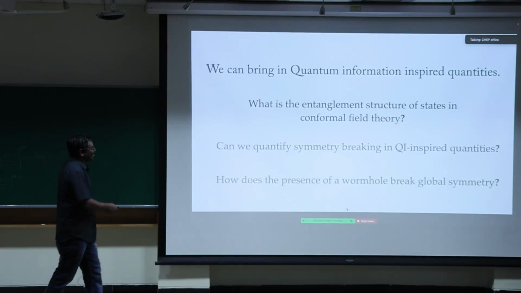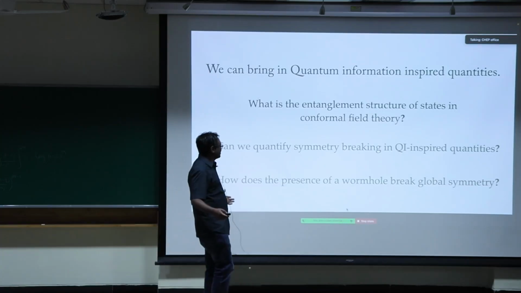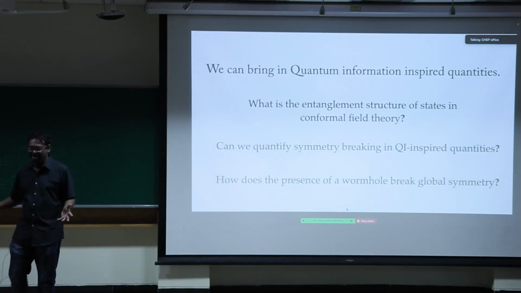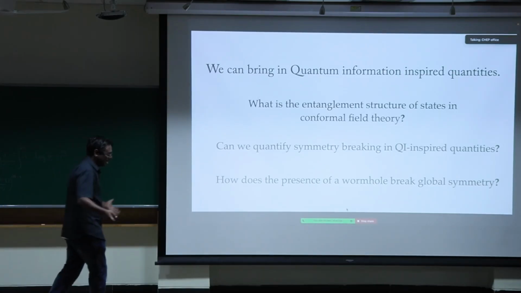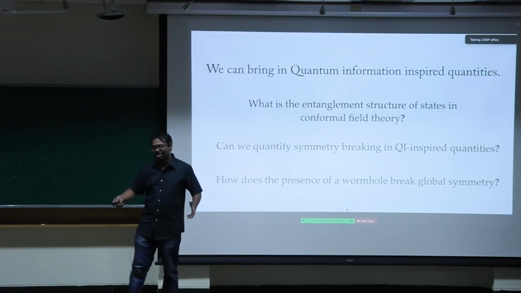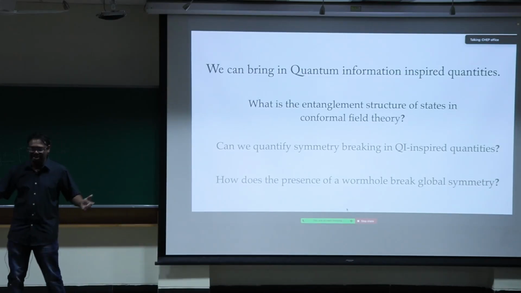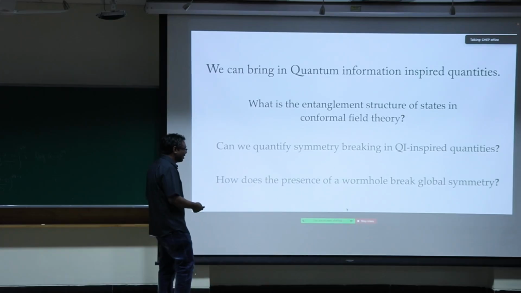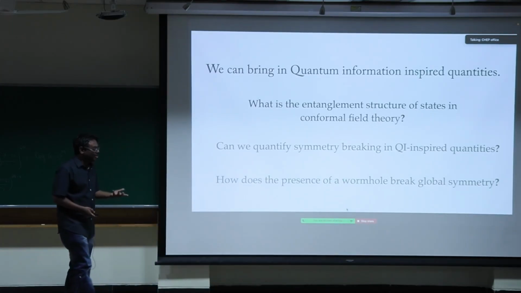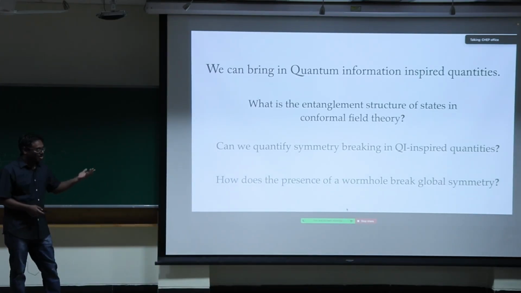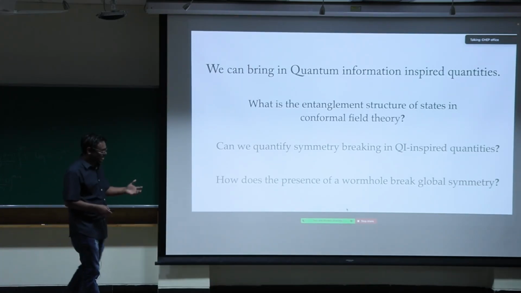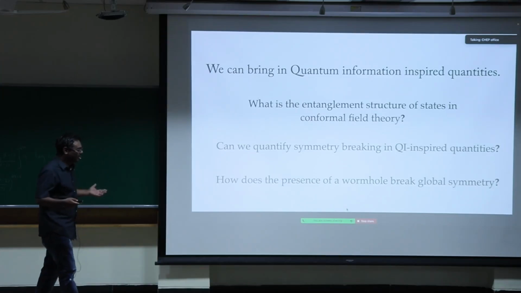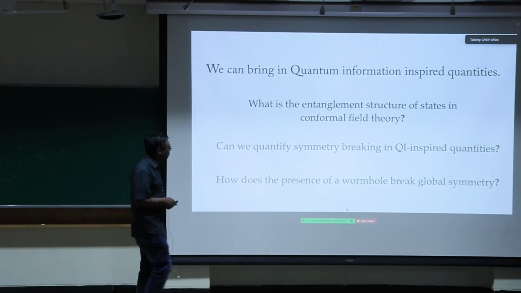And you can also bring in various quantum information inspired quantities in the game. For example, you can ask, what is the entanglement structure of states in a conformal field theory? If we know about the high energy spectra, or some universal features of the high energy spectra in conformal field theory, does that mean something about the entanglement structure of the states? Can we quantify symmetry breaking in terms of QI inspired quantities, using this universality in the CFT? And you can also ask, how does the presence of a wormhole, for example, break global symmetry?